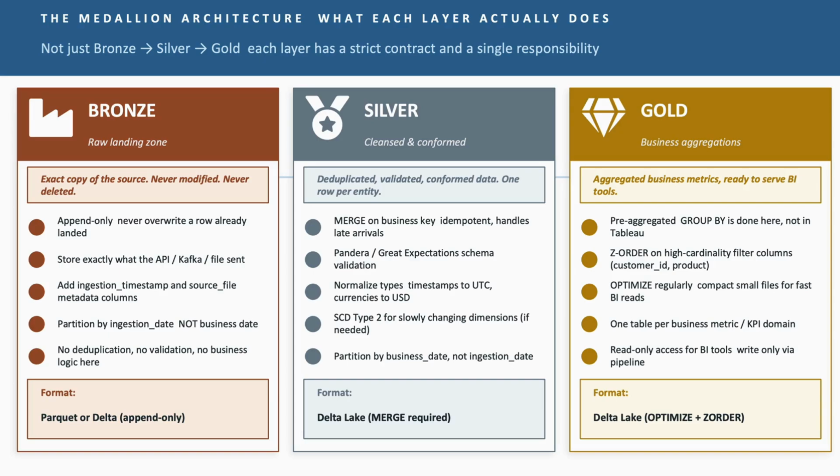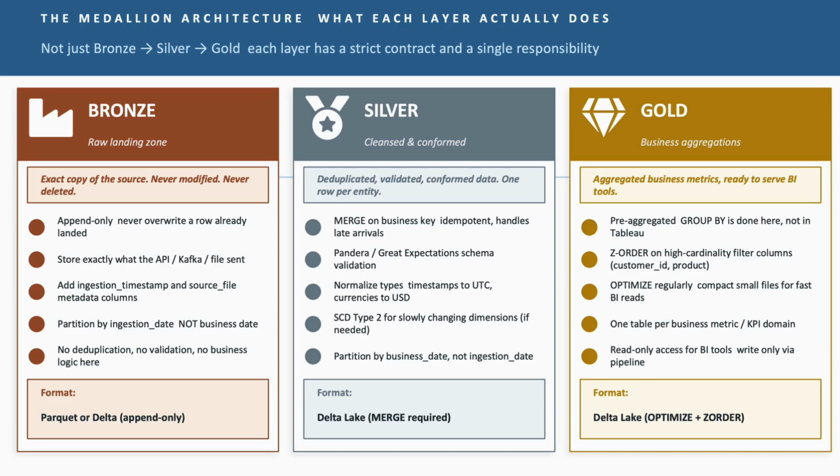For the gold, the contract is aggregated business metrics, ready to serve BI tools, pre-aggregated. Group by is done here, not in Tableau. Z-order on high cardinality filter columns, optimize regularly to compact small files, one table per business metric or KPI domain. BI tools get read-only access, and write only via the pipeline. Format is Delta Lake with optimize and Z-order.